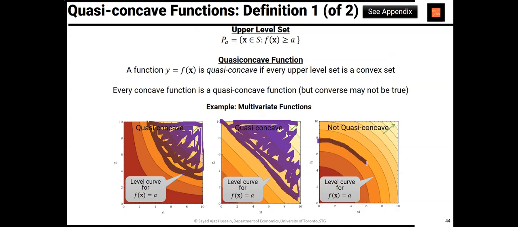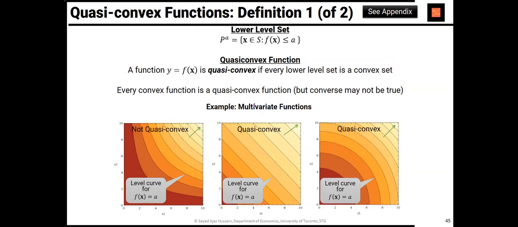Here is the level curve for a. What's the upper level set? It's all those x's that you see, going this way, in this direction. Is this purple region a convex set? No, because I can pick a point right here, and you can see that if I do a weighted average, some weighted average is going to be outside that set. So upper level sets are convex, therefore it's a quasi-concave function. Upper level sets are not convex, therefore it's not a quasi-concave function.